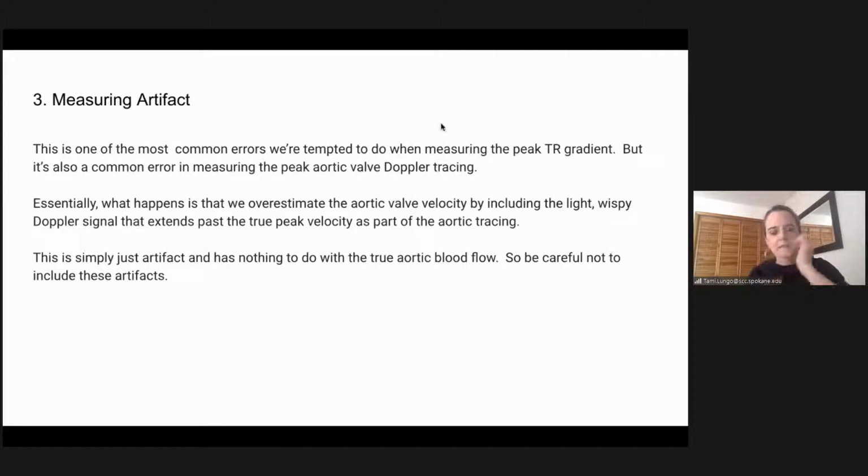Hold on a second. I try to move you guys and then my slide changes.